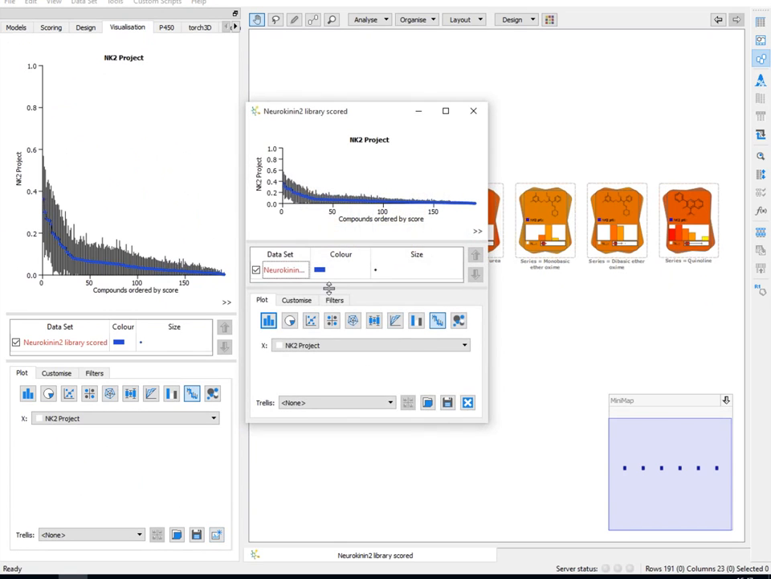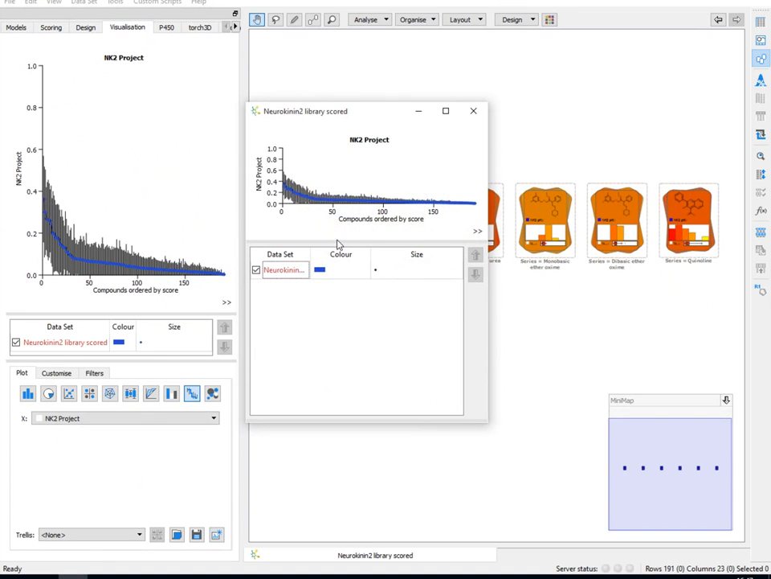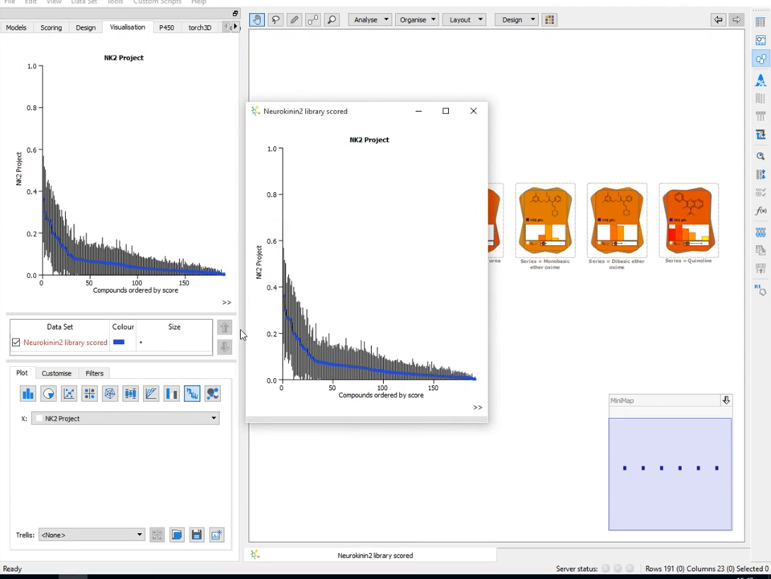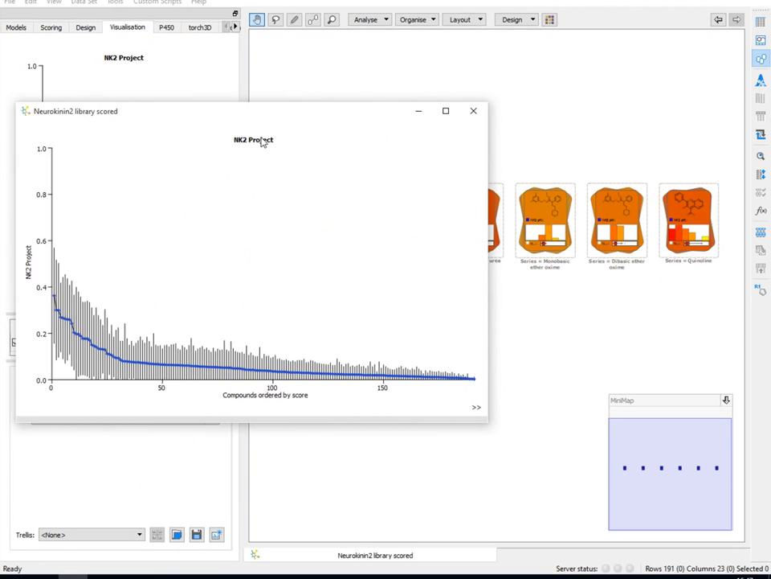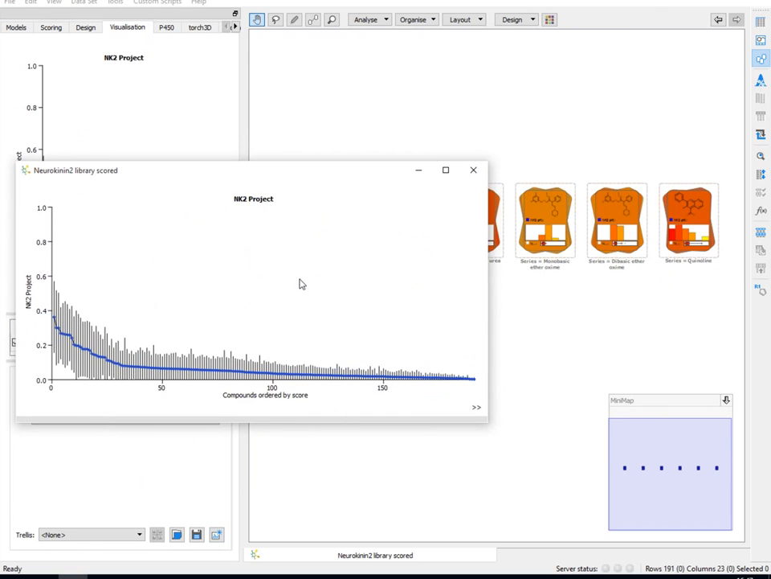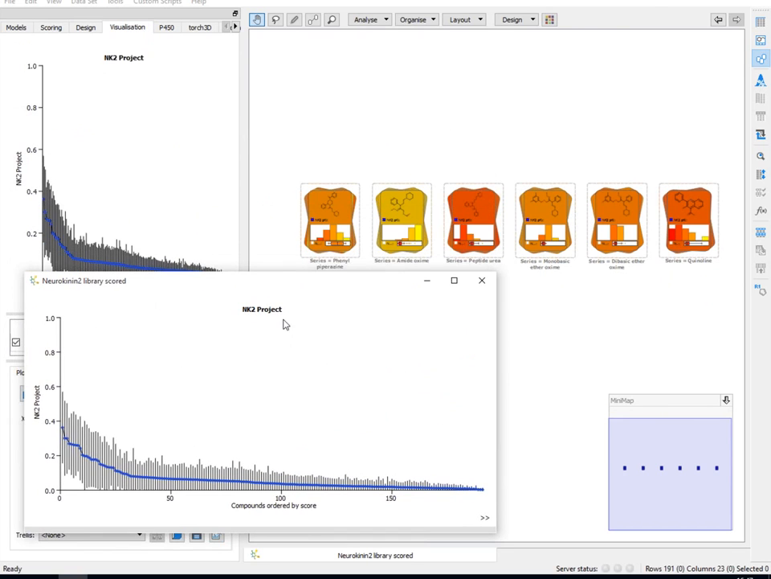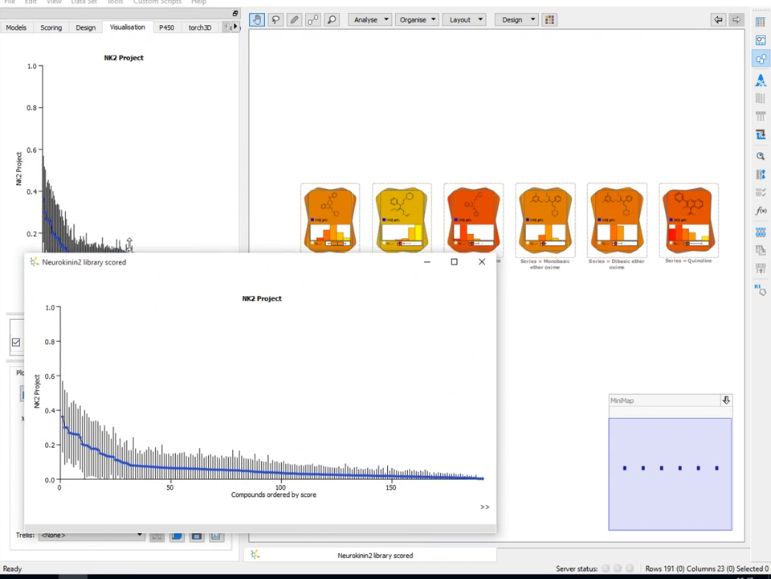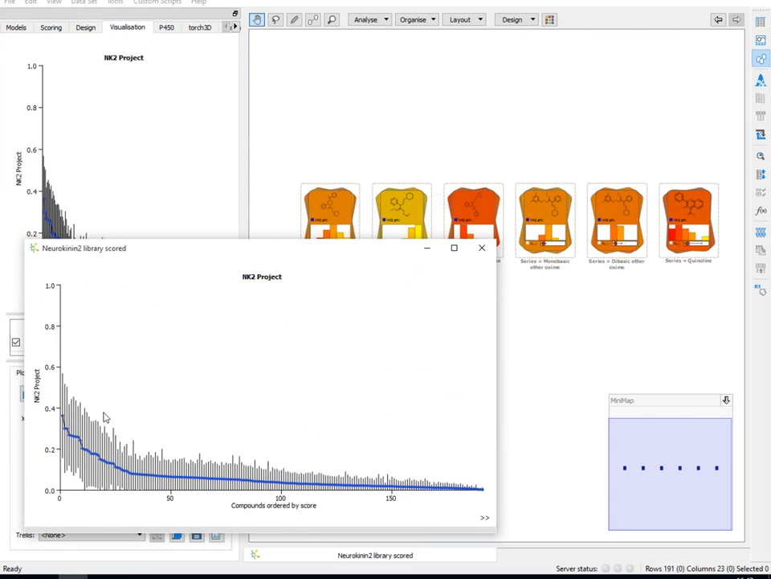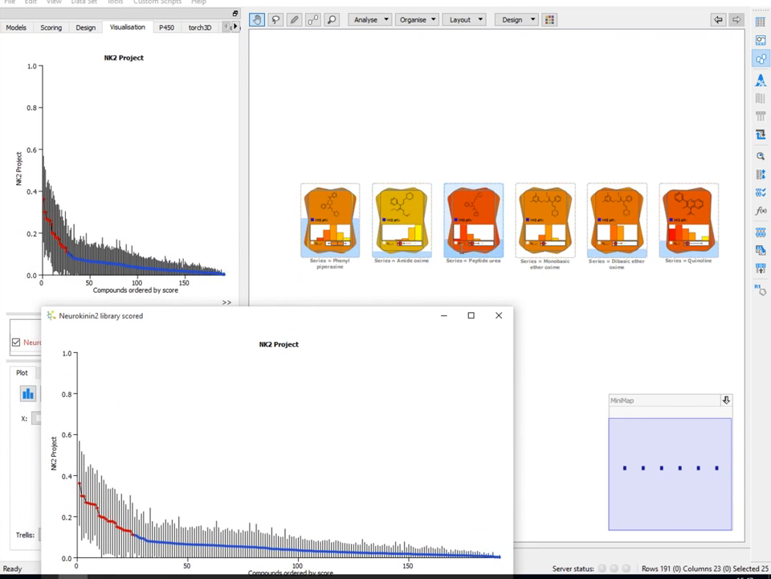Let me just detach that and make it a little bit bigger. And then what you can see, if I expand this out, is that the error bars around these points suggest that maybe really we can't distinguish between maybe the top 30 compounds in this data set. You see the error bars overlap. And so if I grab those top 30, you see they're selected here in the graph, but they're also selected in my little stacks, the blue sort of fill.